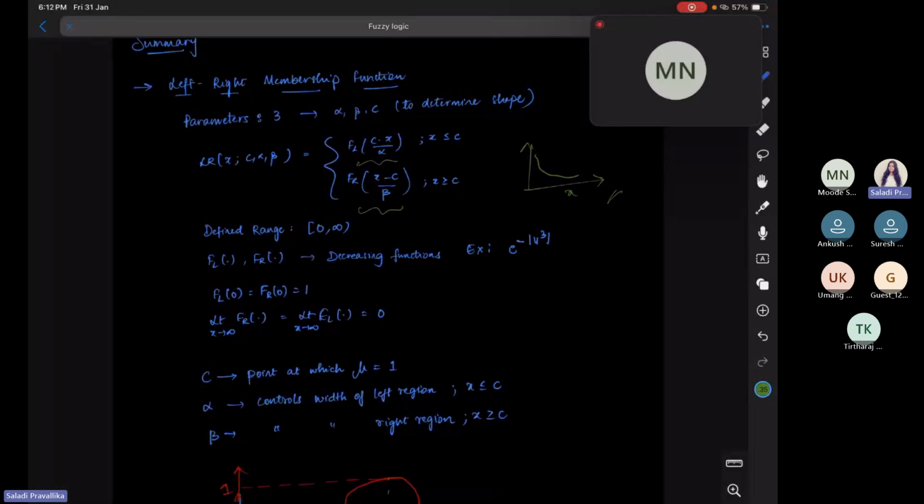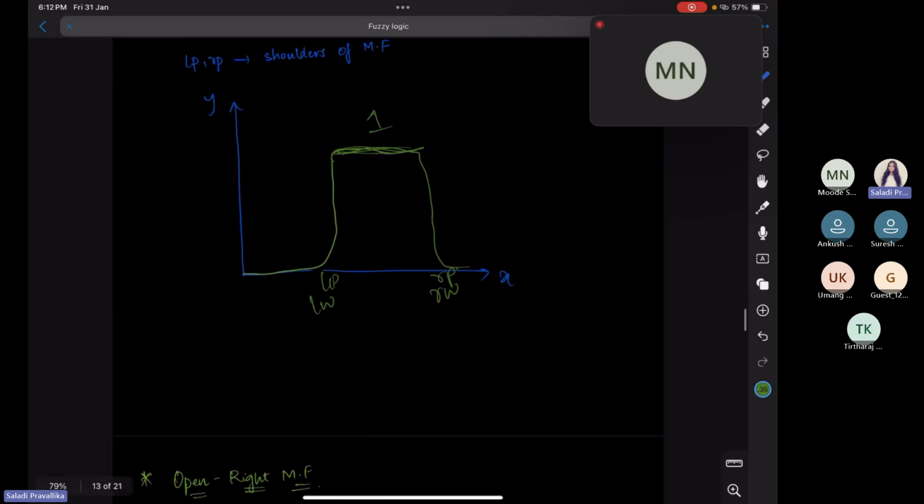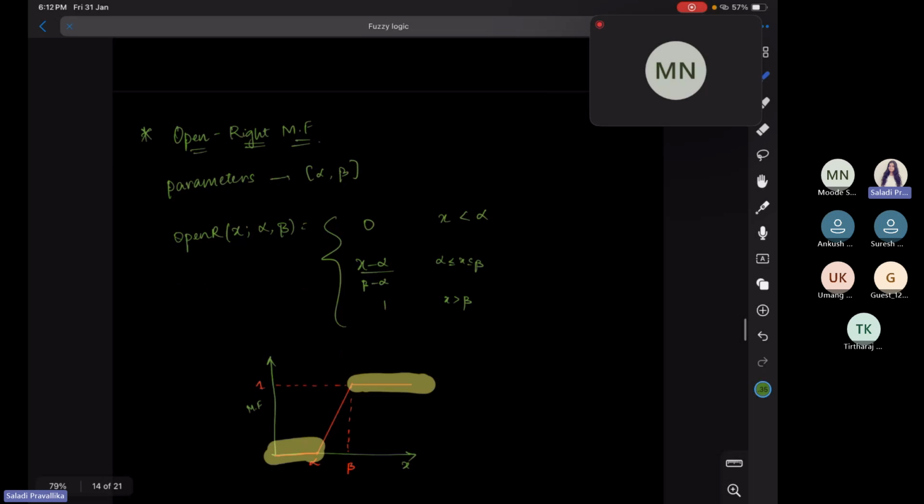we discussed the left-right membership function, right? And then we discussed the pie-shaped membership function. So this basically looks like a pi, right? That's why it's called the pi membership function. Then we have the open right membership function, that is, the right side of the entire membership function is going to be the same. That is equal.